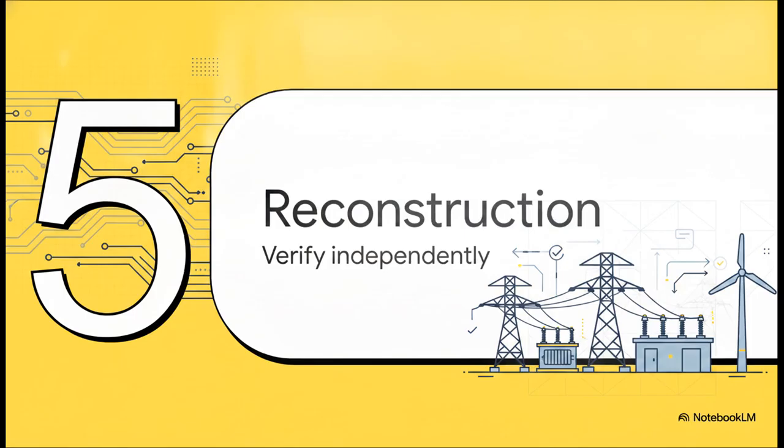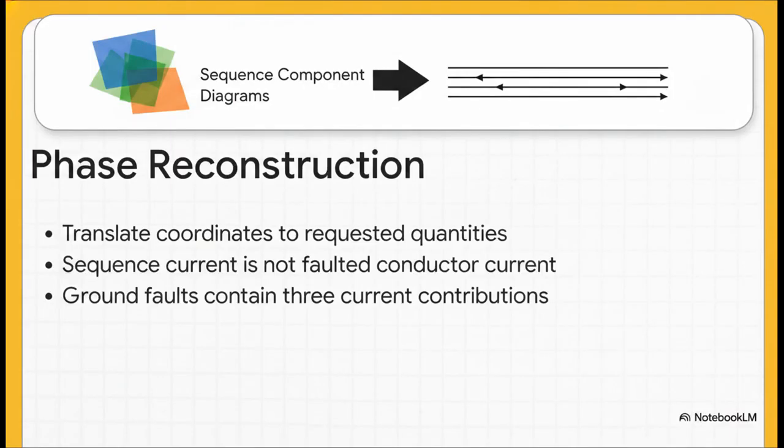Section 5. Reconstruction and independent verification. All right, so after solving the core sequence equations, we have to shift out of the analytical space and back into the real world. We need to reconstruct the physical phase currents and voltages. And please remember this rule: sequence current is not automatically the current in a faulted conductor.